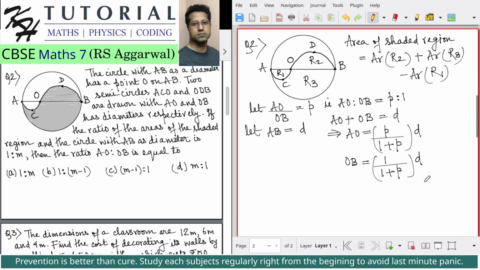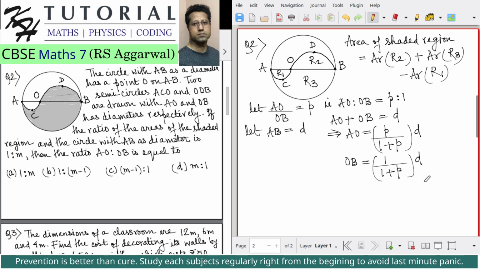So we have found AO and OB in terms of P and D. Remember that D we have assumed to be the length of the diameter AB, and also we have assumed AO by OB is equal to P. We have to actually find the value of P. Now we have to find the area.